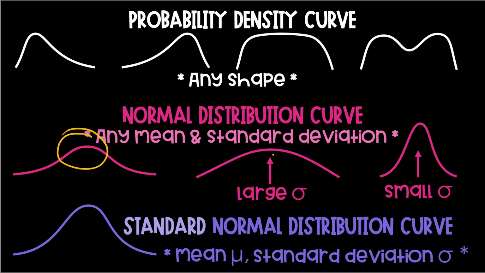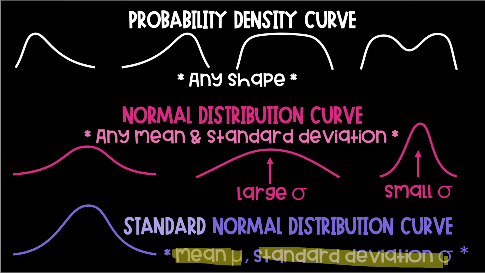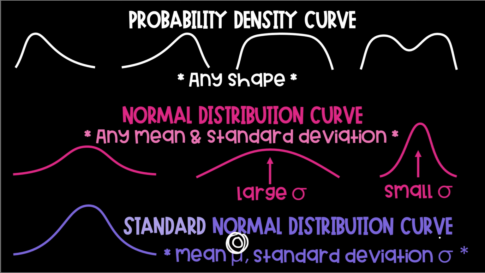And later on today, we're going to learn about the standard normal distribution curve, which is a normal distribution curve, but its special feature is that the mean and the standard deviation are given. The mean is 0 and the standard deviation is 1. That's what's special about our standard normal curve. The standard normal distribution curve has a mean 0 and a standard deviation 1.